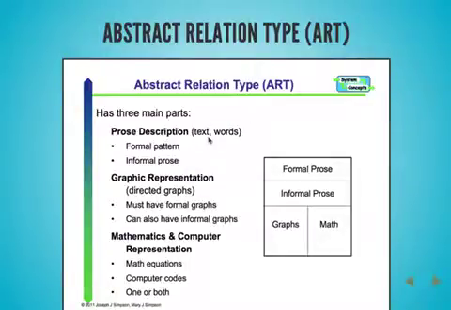The abstract relation type has three types of information associated with it: the prose information, graphics information, and mathematics and computer representation. The documents on the website associated with this video series detail this in particular, but we're going to be working on the math area here, of course, in this computer code.